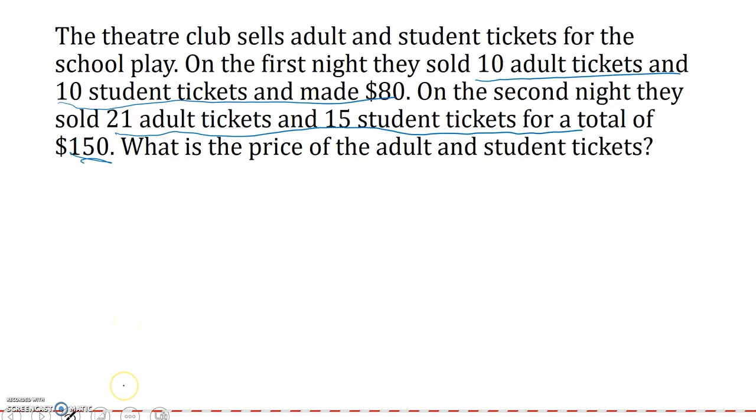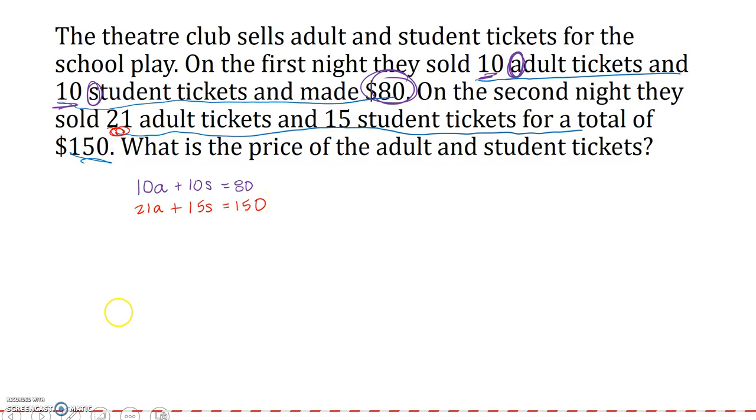We have two different things that we're trying to figure out: the price of an adult ticket and the price of a student ticket, which I will represent by A and S. So since I sold 10 adult tickets on the first night, I'll say 10 times the value of A, the price of a ticket, plus 10 times the value of S has to equal $80. That would be for my first night's sales. For my second night's sales, I use the second sentence, 21 adult tickets, so 21 times A, plus 15 times S equals 150.